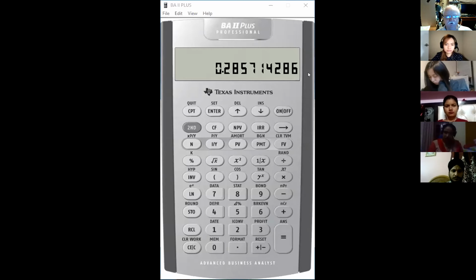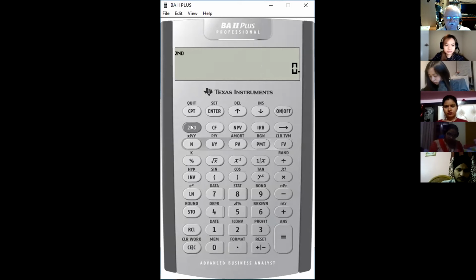What's it showing now? 0.28571428.6. And if I clear it, does it change? Yes, exactly. It's changing now. Okay, so let's try that again and see if you can see the process.